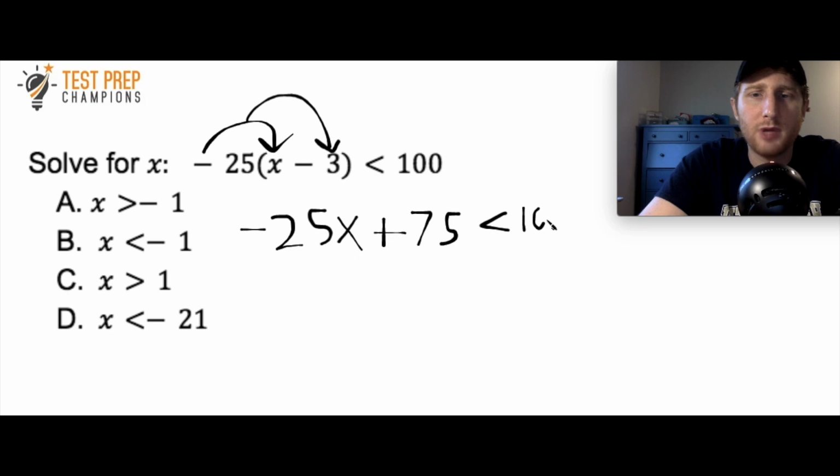So after I do that, what I'm trying to do is solve this for x. I want to approach this just like I would if this was an equal sign instead of a less than sign. But there's one catch here. Whenever I work with an inequality, if I divide or multiply both sides by a negative number, I have to take this sign and flip it around.